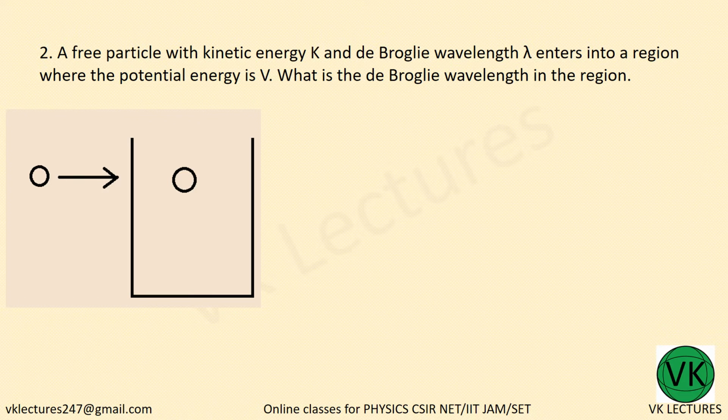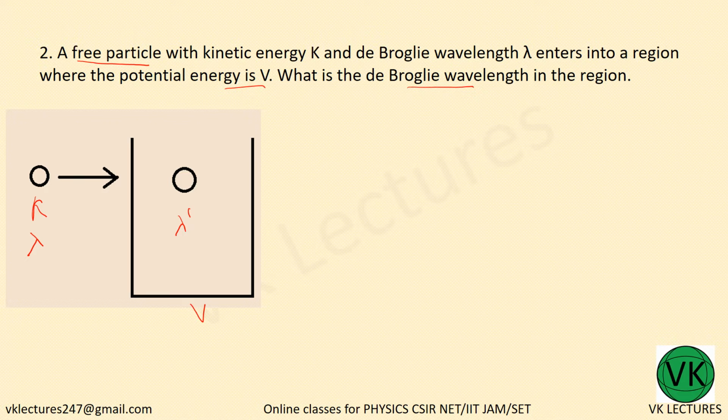Here there is a free particle with kinetic energy K. So here you have K, and de Broglie wavelength lambda enters into a region of potential V. So here you have lambda, here you have lambda dash. They are asking what is the de Broglie wavelength in the region. So that is lambda dash in terms of K, lambda and V.